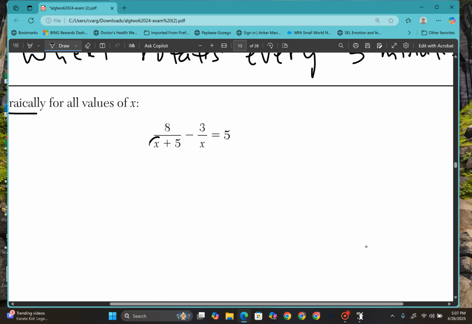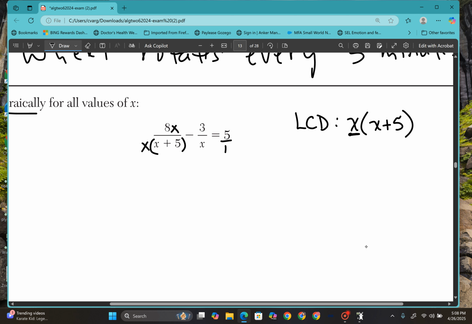We have to get all denominators to be the same. Right now, if there's no denominator here, there's an imaginary 1, okay? So our least common denominator here is going to be an x and an x plus 5. You have to have both of them. So for the first one, we have only x plus 5, so what's missing here is the x. So we have to multiply the bottom and the top by x.